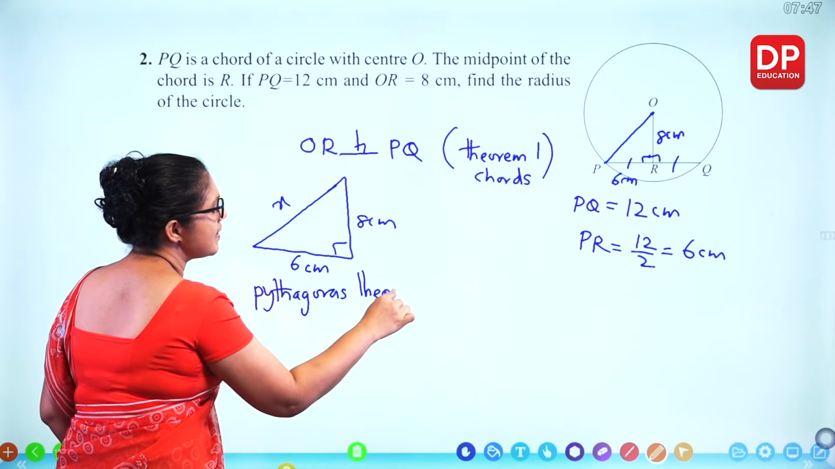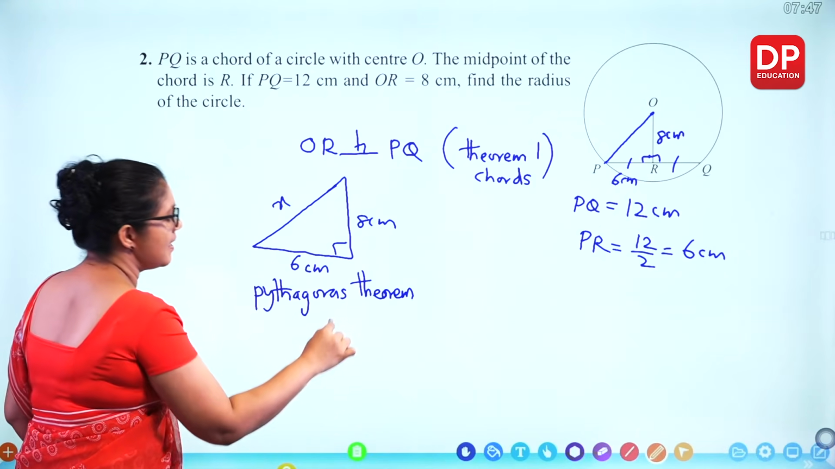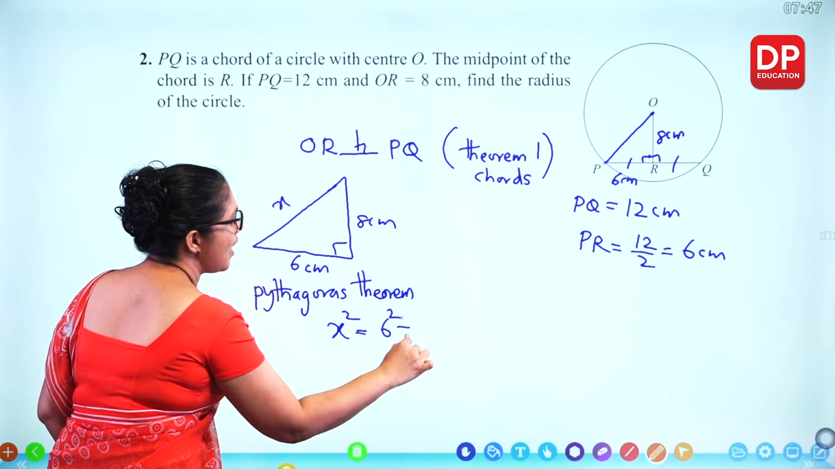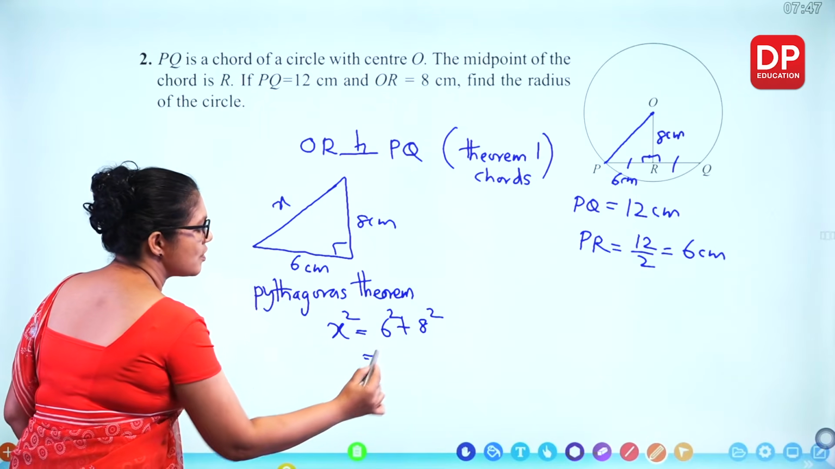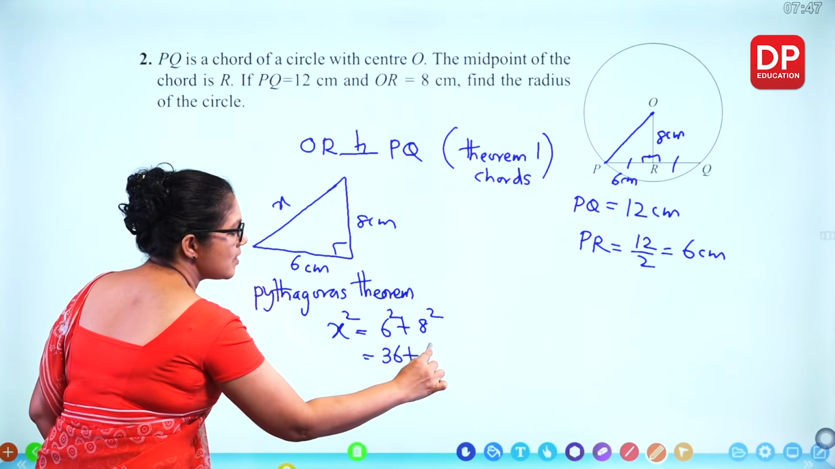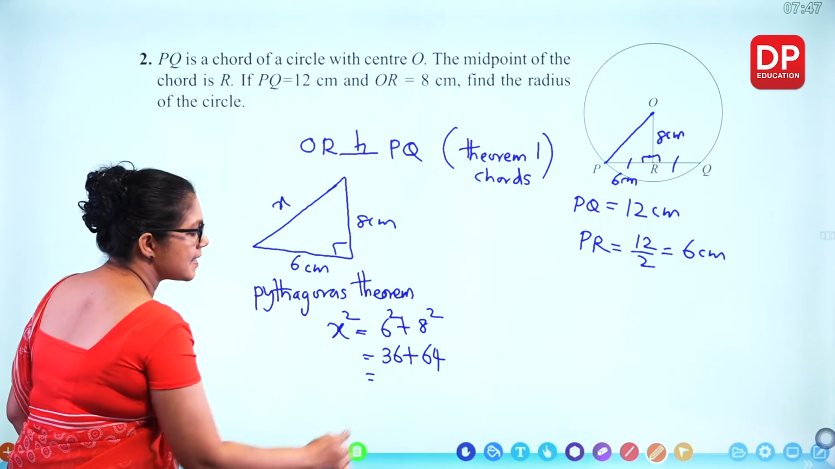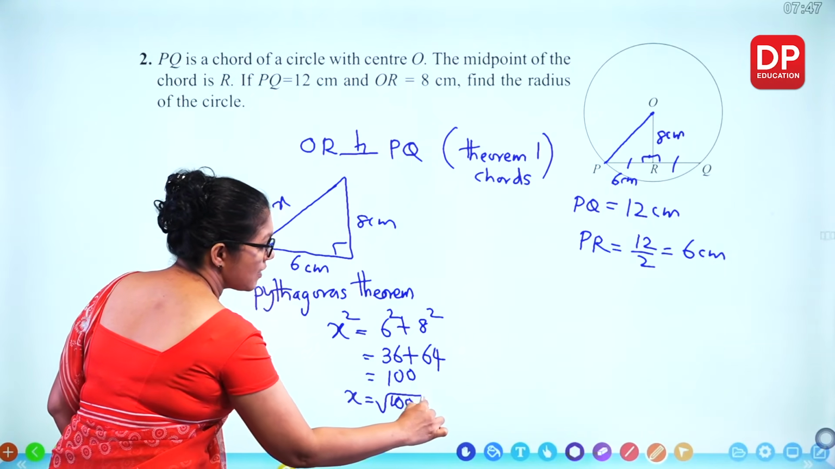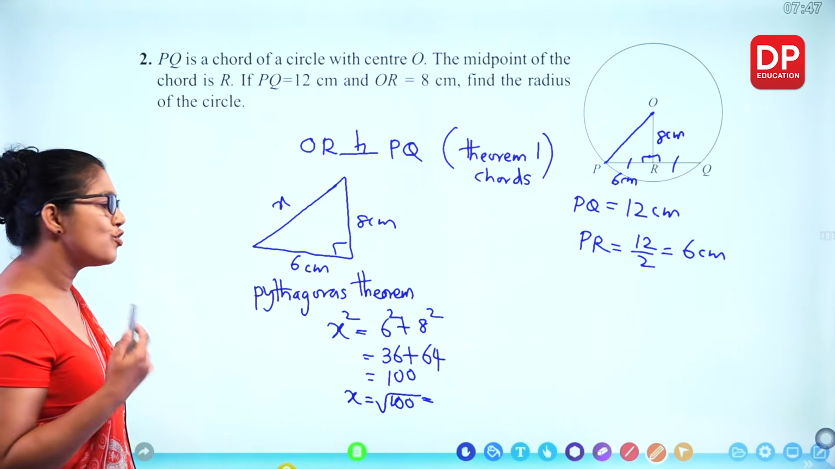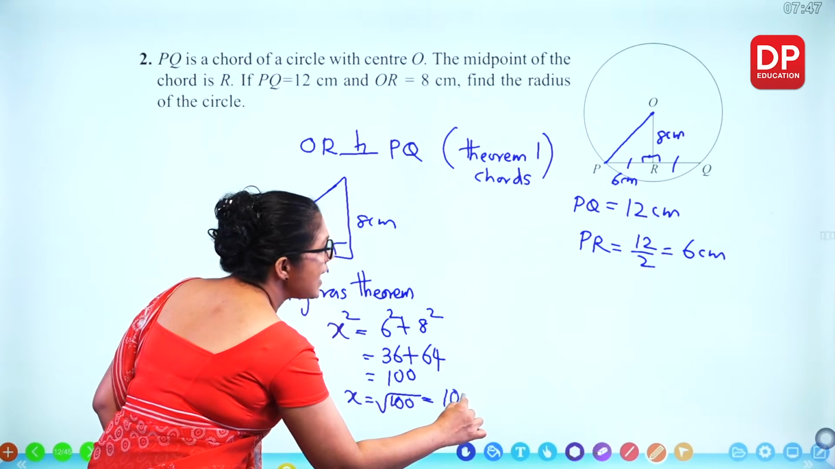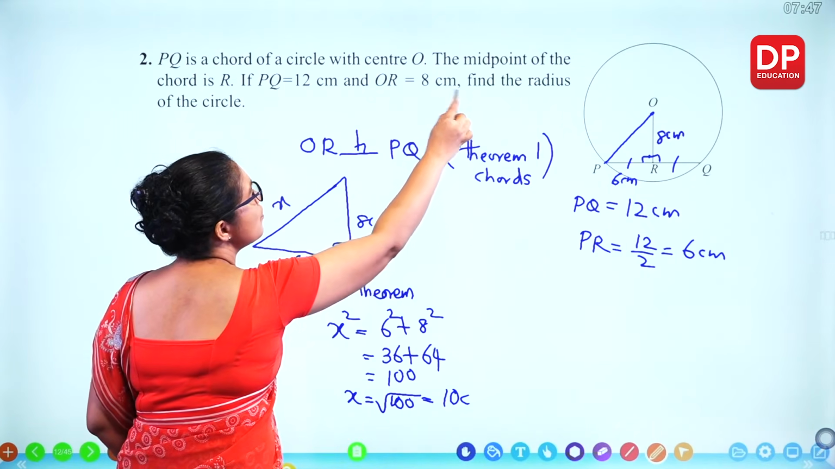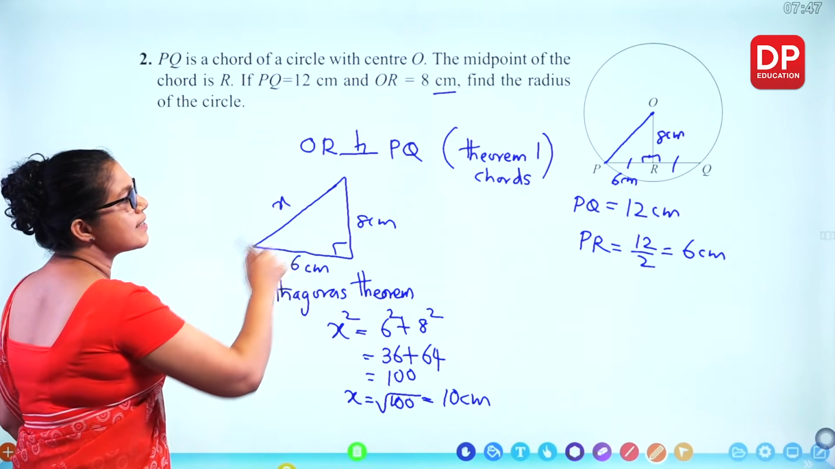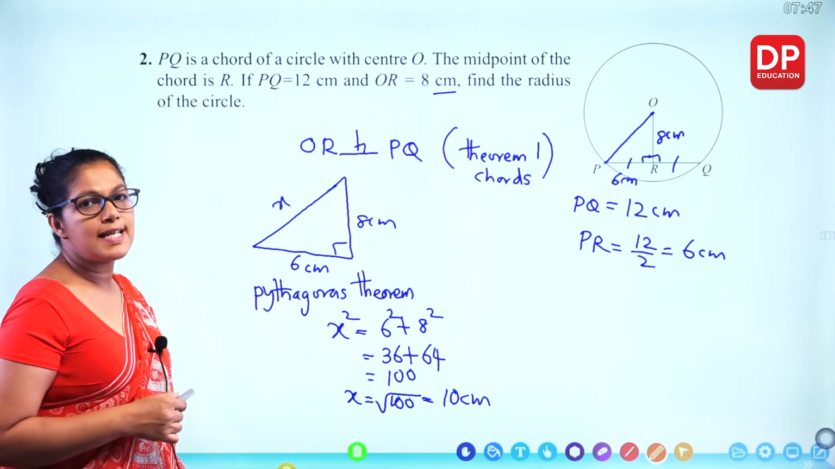According to Pythagoras theorem, the hypotenuse squared is equal to the sum of the squares of the other two sides. So when you simplify, 6 squared is 36, 8 squared is 64, 36 plus 64 is 100. So square root of 100. You get plus or minus 10, but this is about length, so you take the plus value. So 10 centimeters, because the units are given in centimeters. So we know the radius of this circle is 10 centimeters.